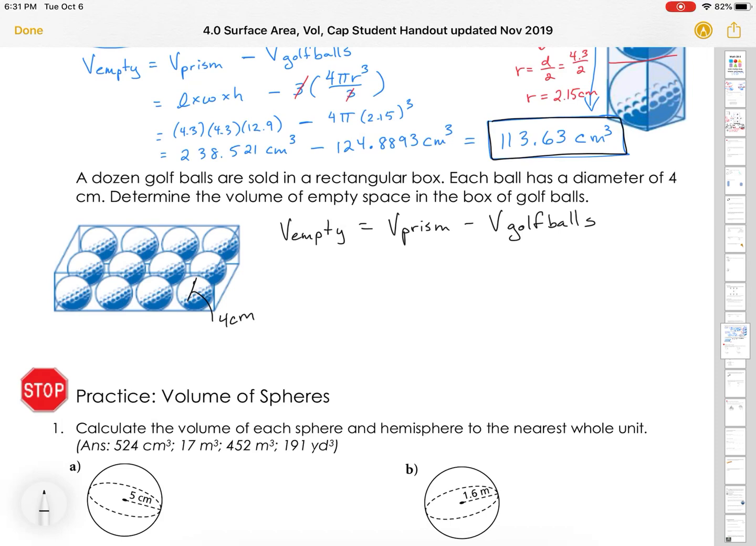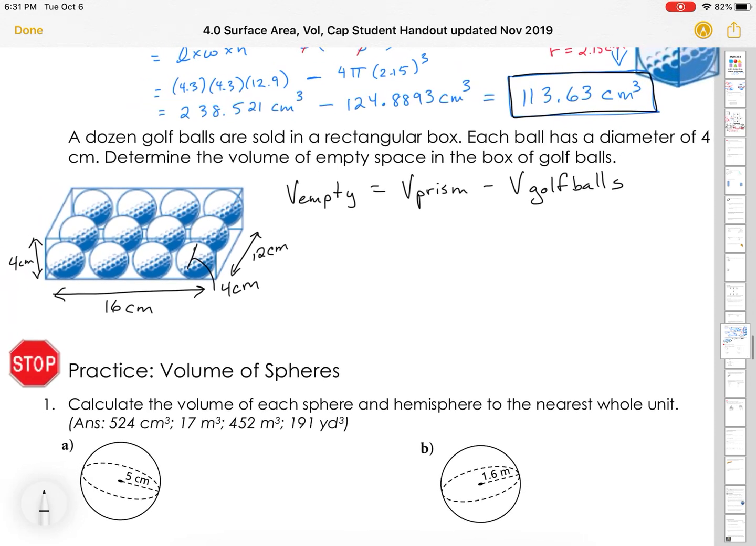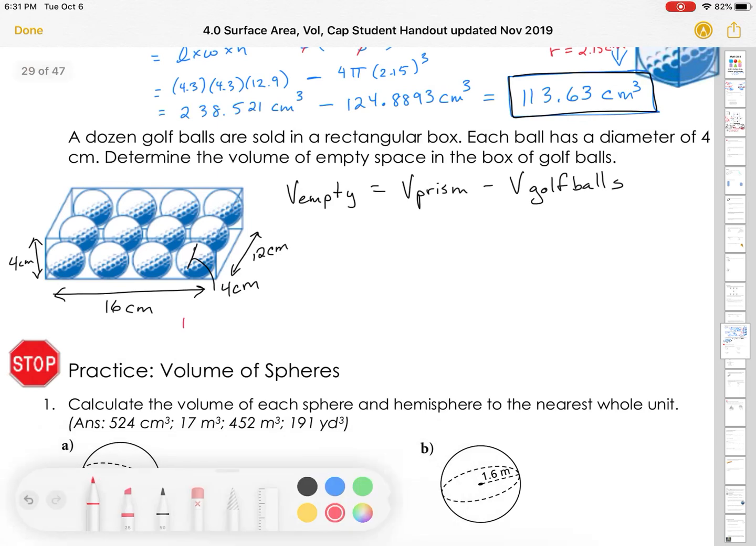These golf balls have diameters of 4 centimeters. Okay, there's 4 across this way, so 4 times 4 is 16 centimeters. There are 3 this way. 4 times 3 is 12 centimeters. And obviously there's just 1 this way, so that's 4 centimeters. So now you have all your measurements. I would pause the video, figure it out, come back and see if you're right. Oh, good, you're back. Okay.